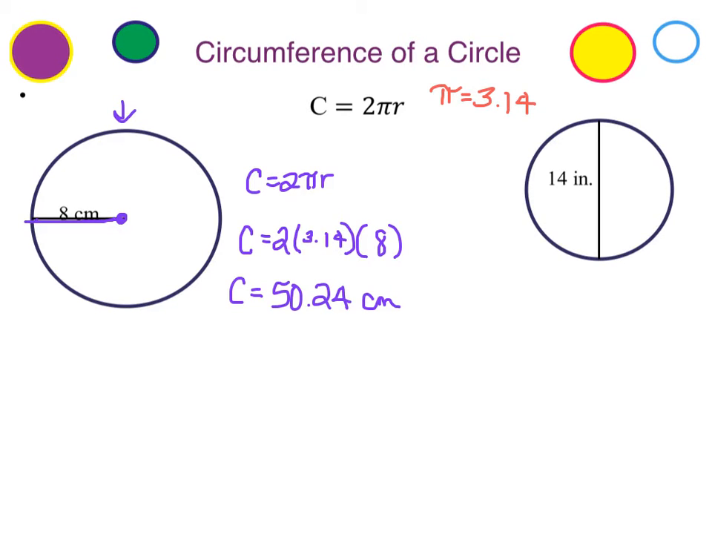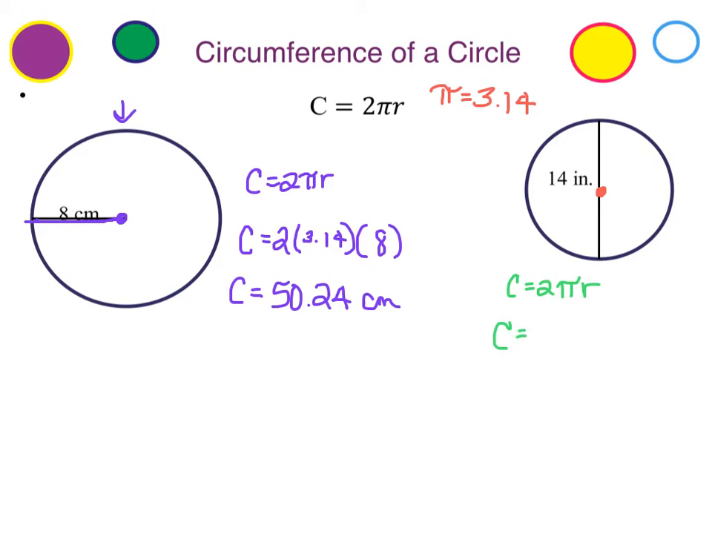Now let's take a look at this circle. If you notice, the difference between this circle and the last circle is here we're given the diameter of a circle. It's the diameter because it goes through the center of the circle and touches both sides of the circle. In order to find the circumference, I'm still going to use the same formula. C equals 2 pi r.